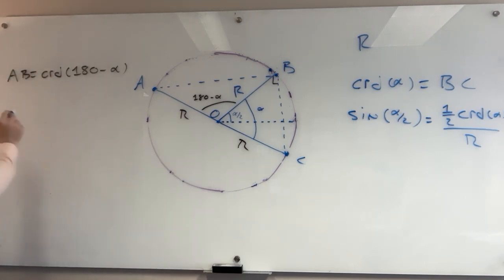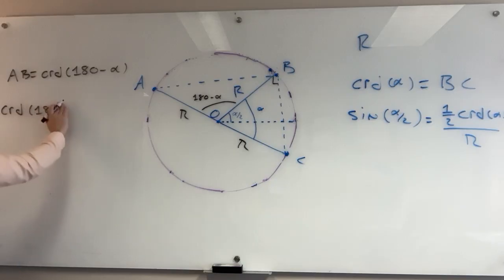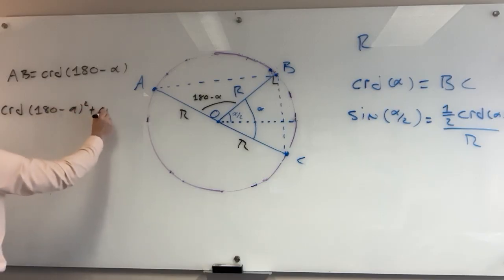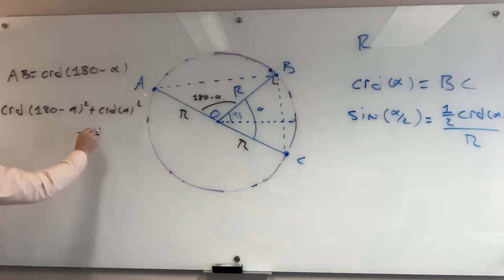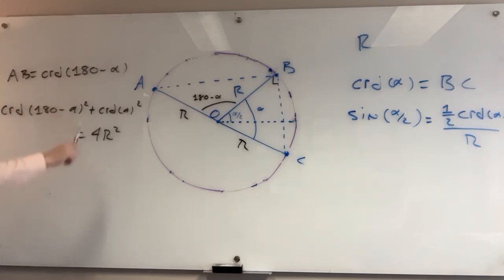So what I know then is chord of 180 minus alpha squared plus chord of alpha squared is equal to 2r squared, or 4r squared. Okay, and now we can just solve this for chord of 180 minus alpha and take a square root. And this is going to give us what the chord of 180 minus alpha is. So in other words, this gives us a relationship between chord alpha and chord 180 minus alpha.